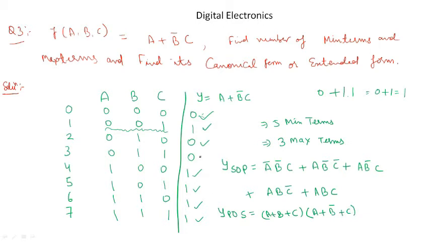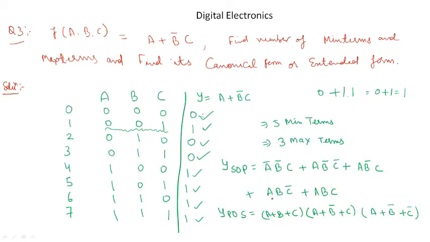And the next 0 is here, so for it we will write the POS form as A plus B bar plus C bar. So when we multiply these brackets, we will have the same output as in SOP form. So we can write the expression A plus B bar C in the canonical form.